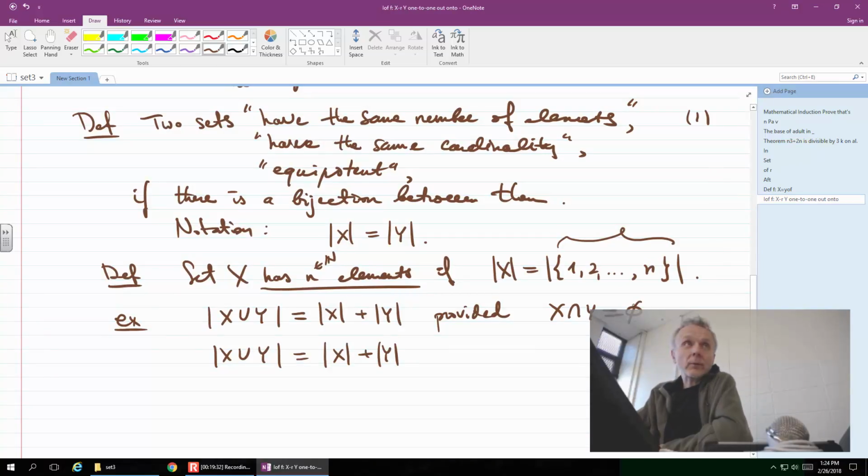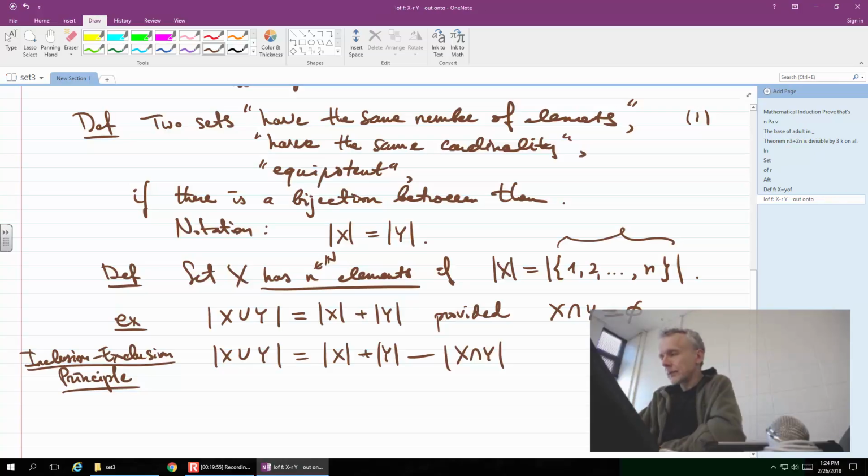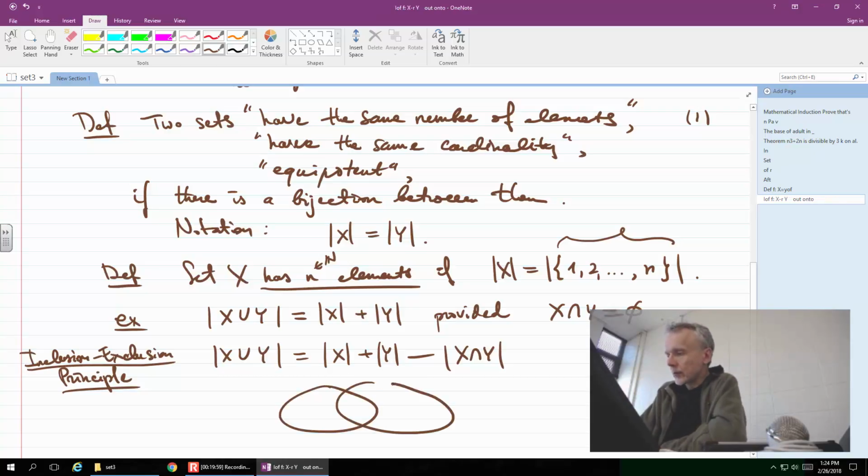Suppose they intersect, then what? Minus the intersection. That's right. It's called the inclusion-exclusion principle. It is easy to illustrate if you are willing to accept this kind of visualization.